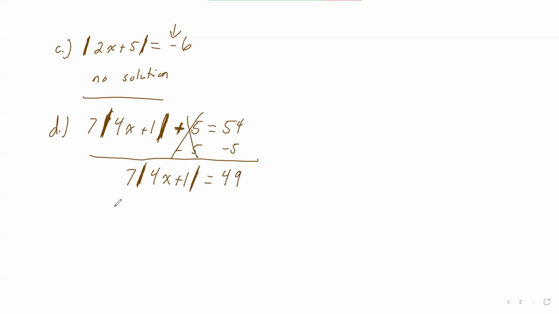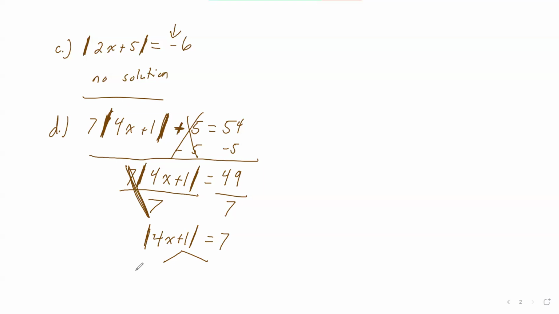Now what? Divide. This 7's being multiplied, so I want to divide it by 7. So now that the absolute value is isolated, now we can split up our two equations. 49 divided by 7 is 7.